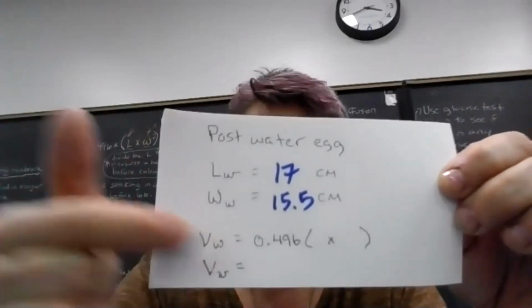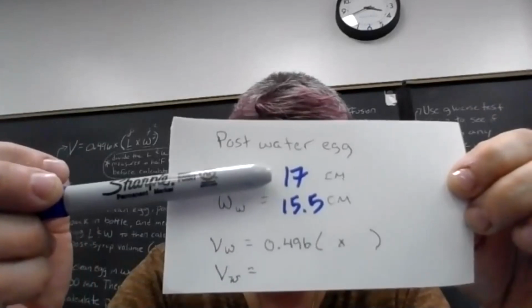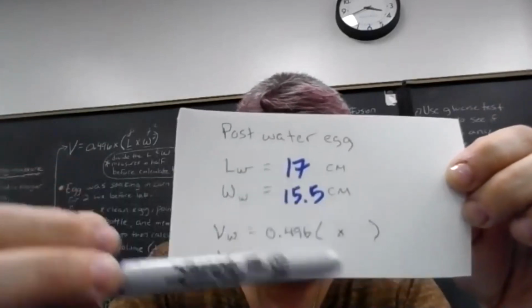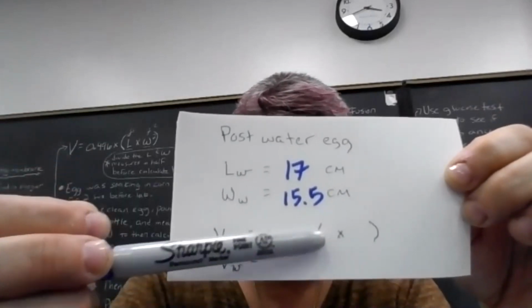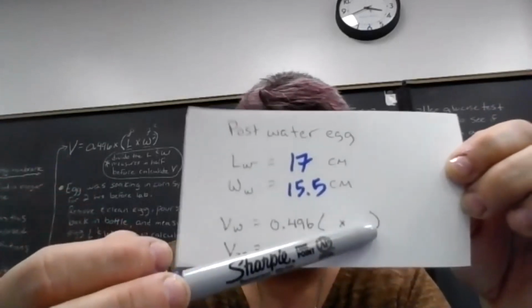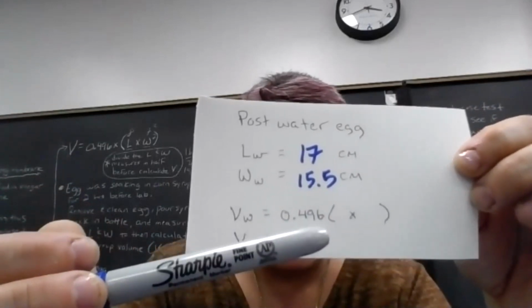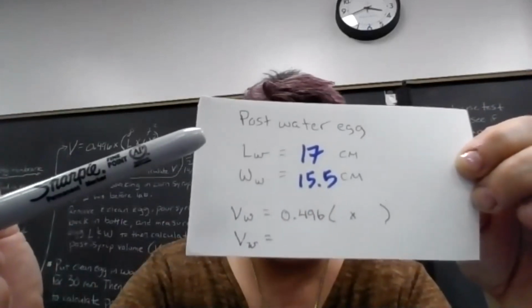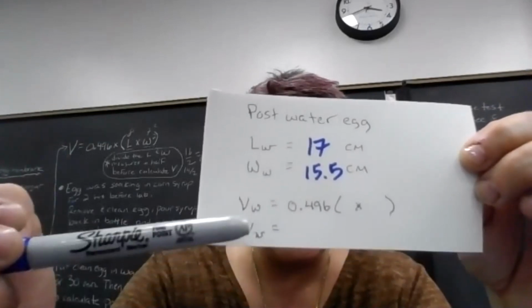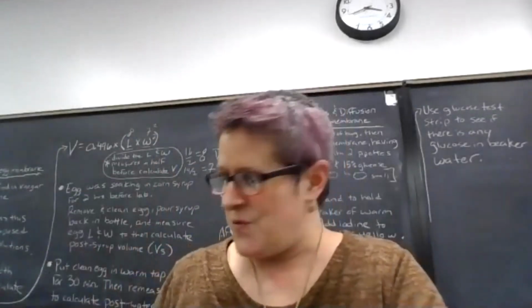Now, you're going to have to plug it into the formula, but before you do, take the 17 and divide it by 2, and then that'll be the length you put in the formula here. Take the 15.5, divide it by 2, and that will be the W you put here. Then you'll square that W, multiply it by the L, multiply it by the constant of 0.496, and that will give you the post-water egg volume. So you're going to have to answer that one for me.